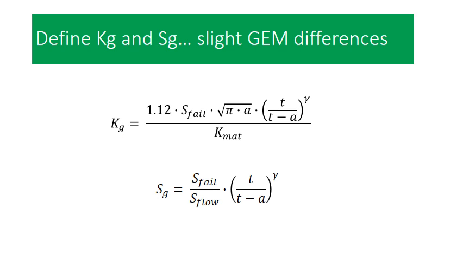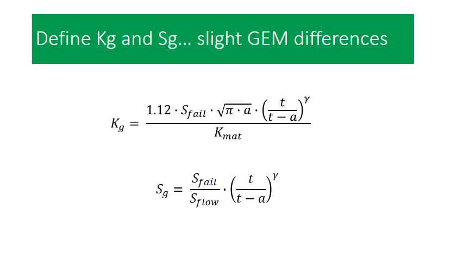So the first thing I have to do is define what I'll call Kg and Sg. You will know these as the K ratio or the flow strength ratio. And these are going to be the y and x axes of our failure assessment diagram.